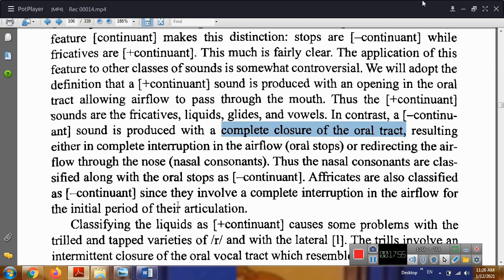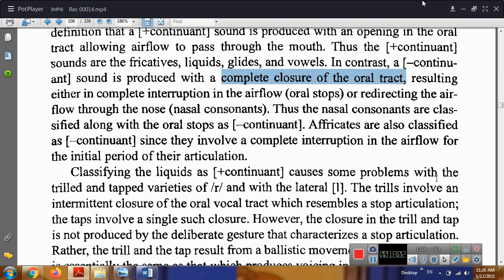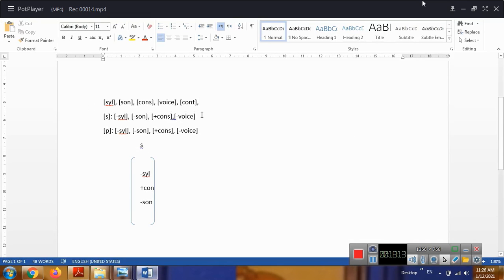Affricates are also classified as minus continuant, since they involve a complete interruption in the airflow for the initial period of their articulation. Therefore, just the vowels, liquids, glides, and fricatives are plus continuant, and the others are minus continuant. Here, about the s, which is a fricative, we say that it is plus continuant because it is fricative. And about the p, which is a stop, we said that it is minus continuant.